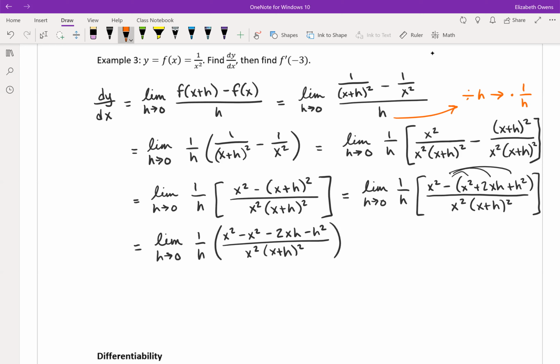Okay, so the nice thing that's going to happen, x squareds are gone. Cool. Okay, so we have the limit as h approaches 0 of 1 over h times, let's see, in the numerator here, I am going to go ahead and factor out this h right here, just to help speed our process along a little bit. So I'm going to factor out h, and then we'd have negative 2x minus h.